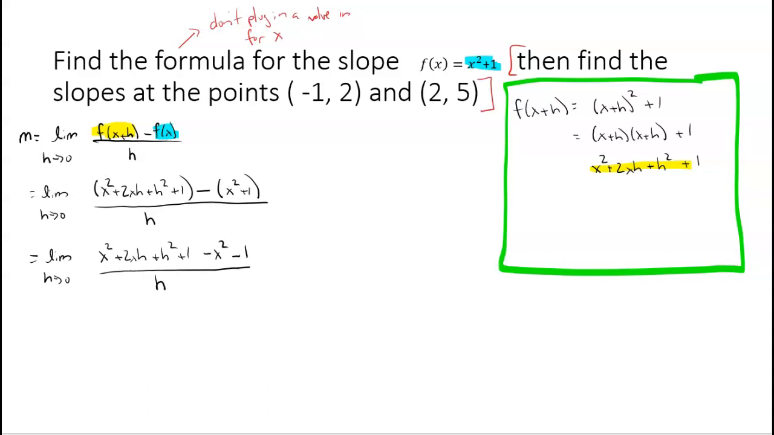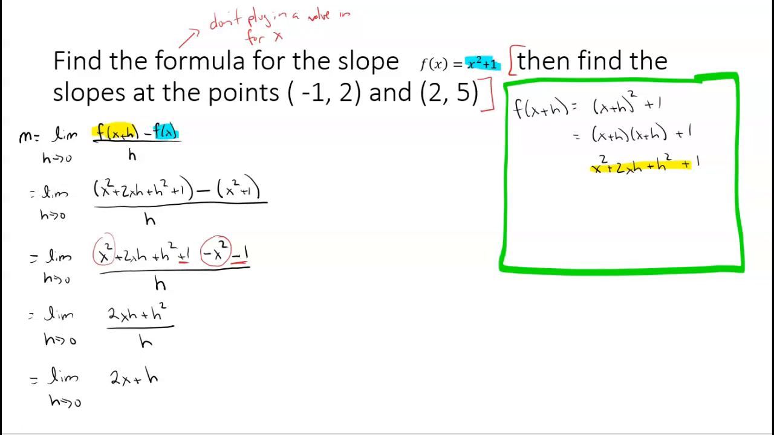But notice, the x squared goes away. Those are going to cancel out, and the positive 1 and the negative 1 will cancel away. So things to keep in mind, anything that's in the second parentheses should always go away. The limit as h approaches 0, 2xh plus h squared all over h. I still need to divide it out. So the limit as h approaches 0, this will just be 2x plus h.